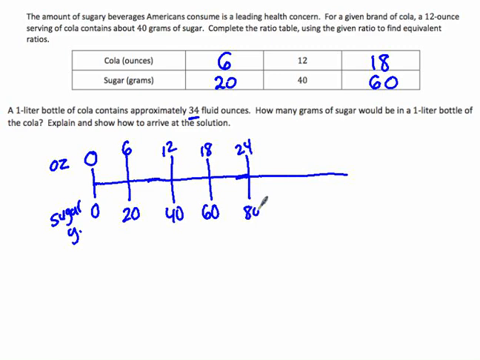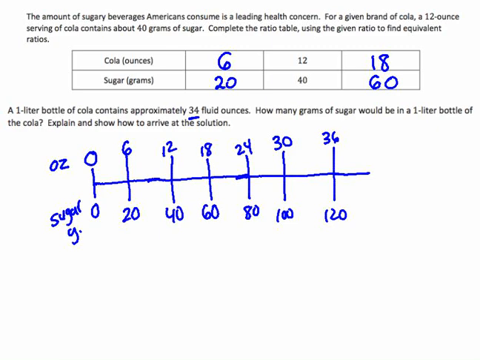24, 80, 30, 100, 36, 120. Now, these types of problems get a little trickier because 34 is nowhere to be found on our double number line, or if you were doing a table, it would be nowhere to be found in your table either.